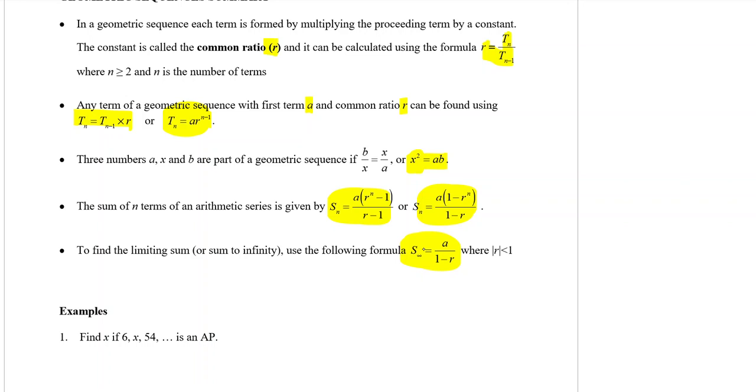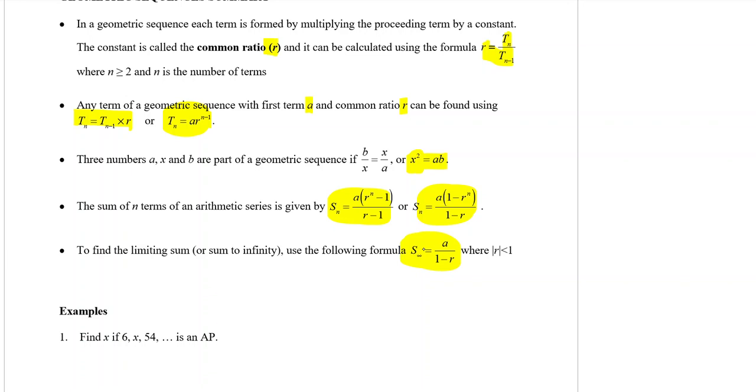To find the limiting sum, or the sum to infinity, we have this formula, and remember that the absolute value of R must be less than 1. That means the terms in your series are getting smaller, and they're the only types of series that have a limiting sum. If the terms are getting bigger, that means every time you add something else on, it's getting much, much bigger every time, so there's no limiting sum.